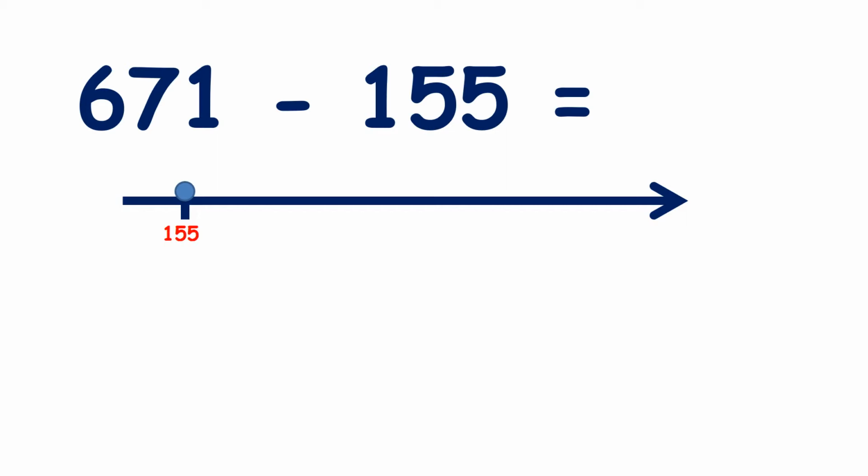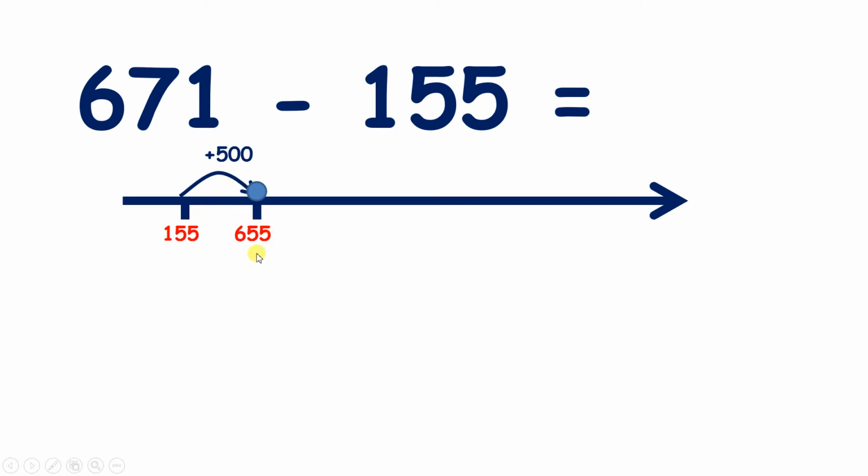Now we have 671 minus 155. So if we start on 155, how many hundreds do we need to add to reach 655? Well, 1 plus 5 is 6, so we need to add 5 hundreds.